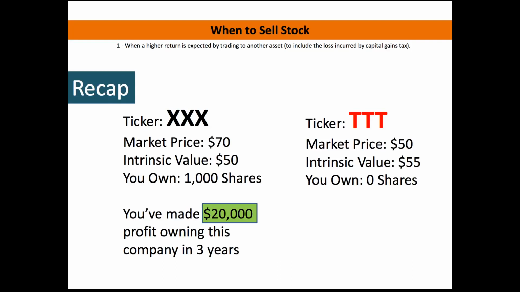Company TTT, the market price is $50 a share, and the intrinsic value that we just calculated is $55 a share, which is good because we're able to buy that for $5 lower than what it's actually worth. Okay, and that's how you need to look at that. We don't own any of these shares yet, and we need to determine whether that's a good buy or not.